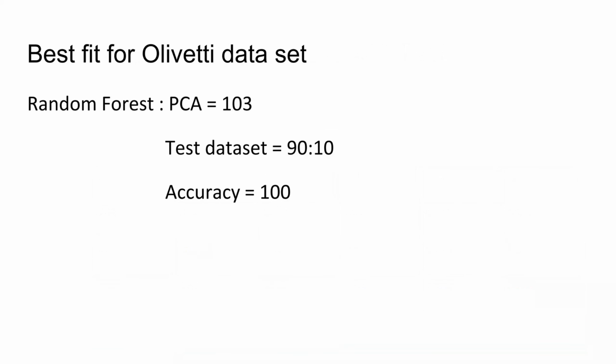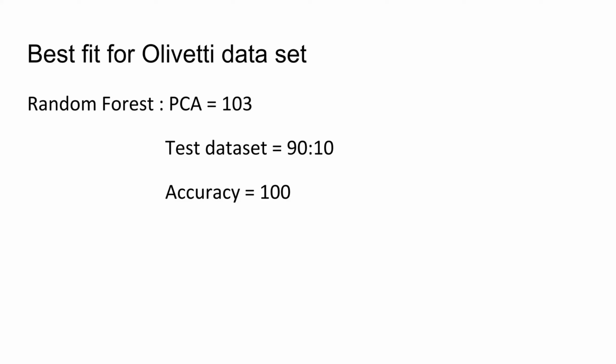It looks like random forest with 103 principal components, PCA, and a 90:10 split on the Olivetti dataset yields a perfect accuracy of 100%. This suggests that this combination of PCA components and dataset split is highly effective for this particular dataset and model. Why this might be the best fit. Dimensionality reduction: PCA with 103 components likely captures the most important features while reducing noise and redundant features, leading to better performance.